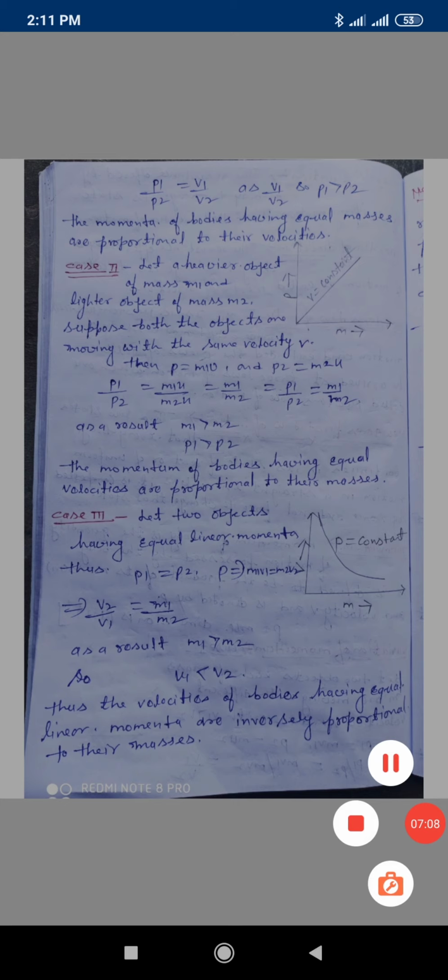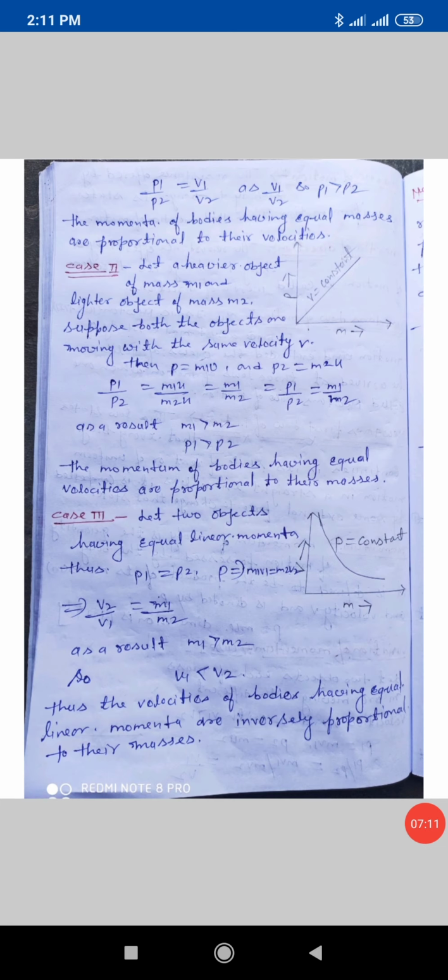Case second. Let there be a heavier object of mass m1 and a lighter object of mass m2. Suppose both objects are moving with the same velocity v. Then p1 equals m1v and p2 equals m2v. P1 upon P2 equals m1v upon m2v equals m1 upon m2. As m1 is greater than m2, then P1 is greater than P2. The momenta of bodies having equal velocities are proportional to their masses. If the mass of the object is greater, then the momentum of the object will be greater.